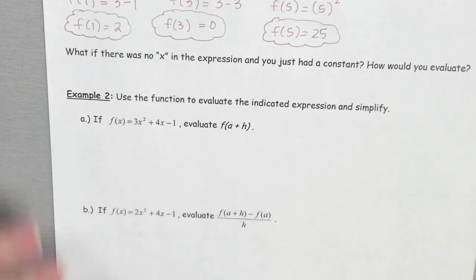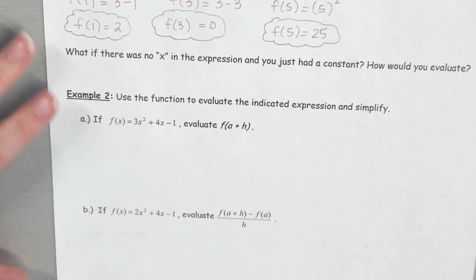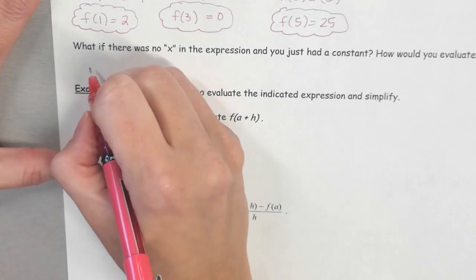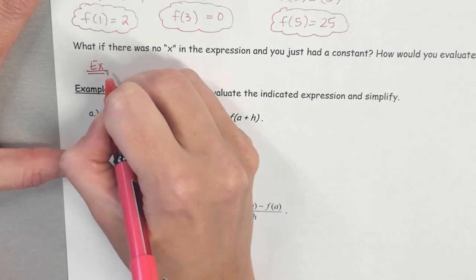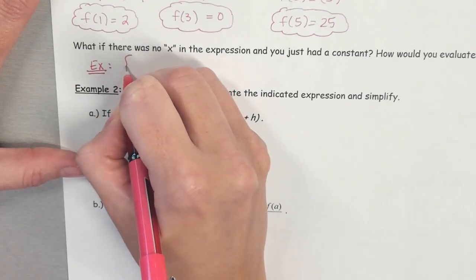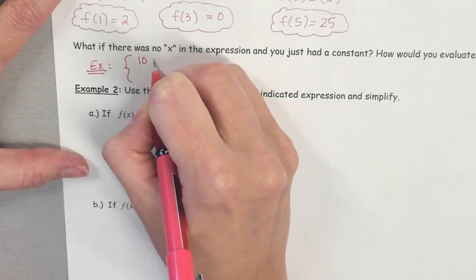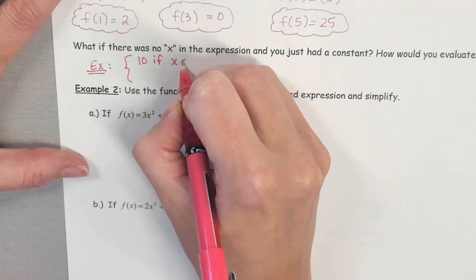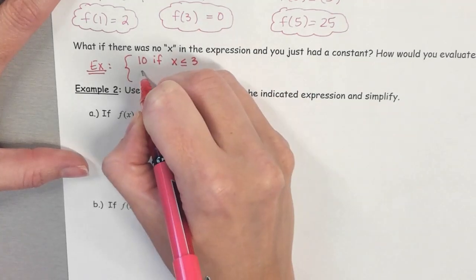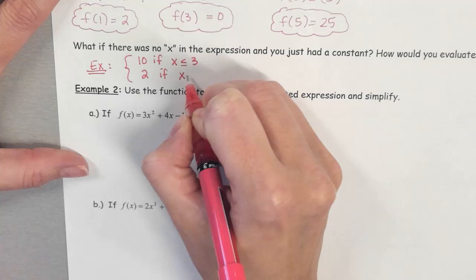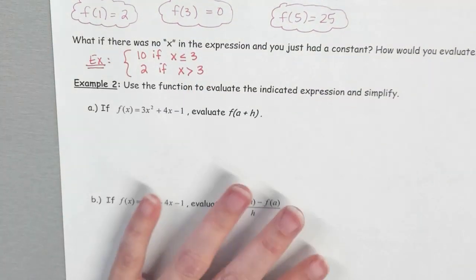All right, and then this says, what if there was no x in the expression and you just had a constant term? So if you just had a number, then how would you evaluate? Let's look at an example to help us explain this. So if you had something like 10, if x was less than or equal to 3, or 2, if x was greater than 3.